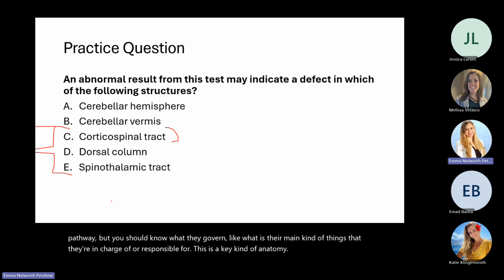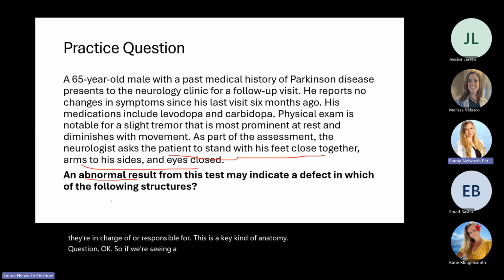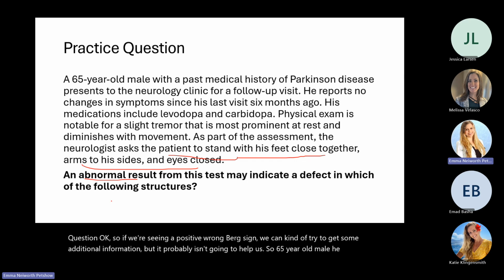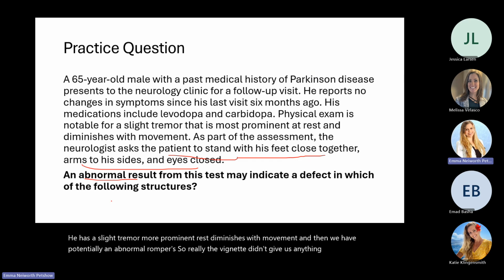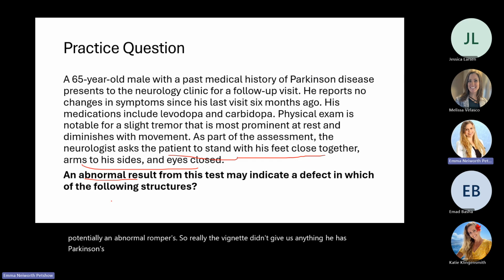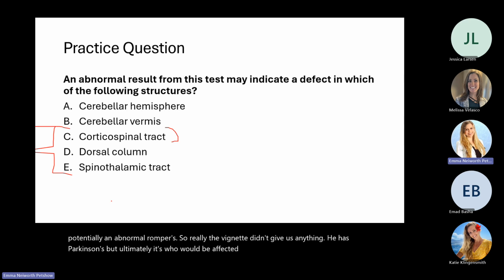So if we're seeing a positive Romberg sign, we can try to get some additional information, but it probably isn't going to help us. So, a 65-year-old male has Parkinson's disease, comes to neuro clinic, no symptom changes, he's on levodopa and carbidopa, he has a slight tremor, more prominent at rest, diminishes with movement, and then we have a potentially abnormal Romberg's. So really the vignette didn't give us anything. He has Parkinson's, but ultimately it's who would be affected by Romberg's the most.